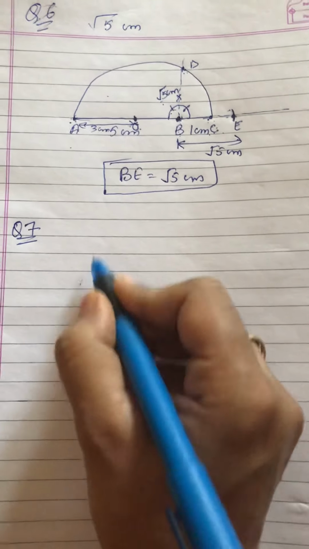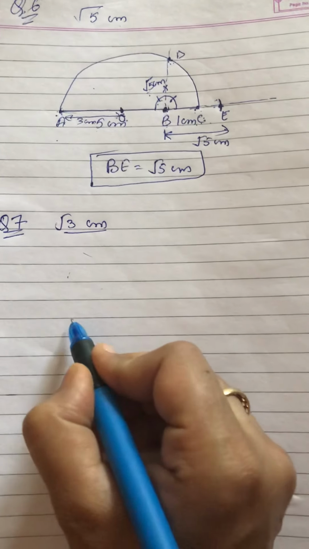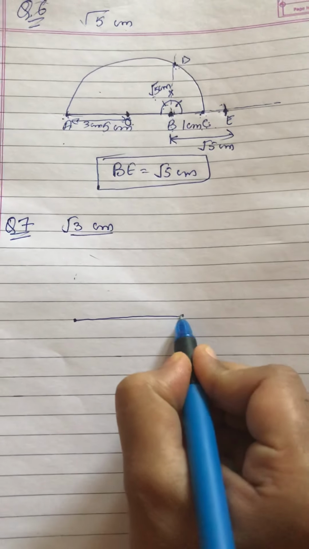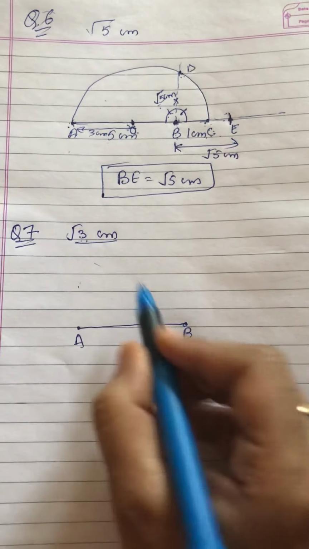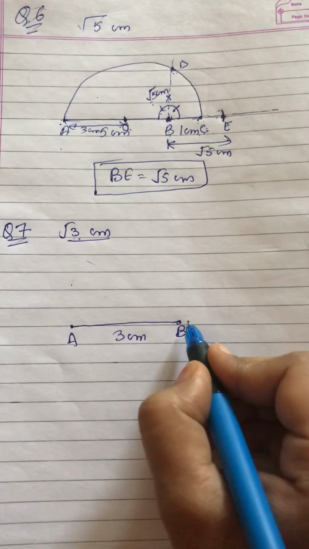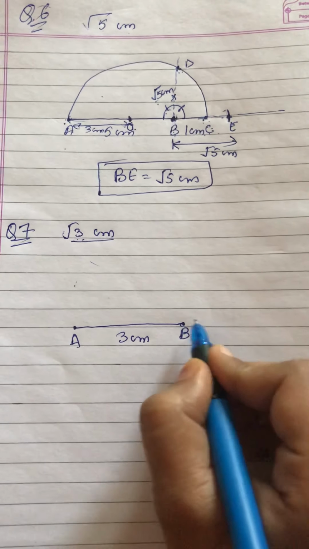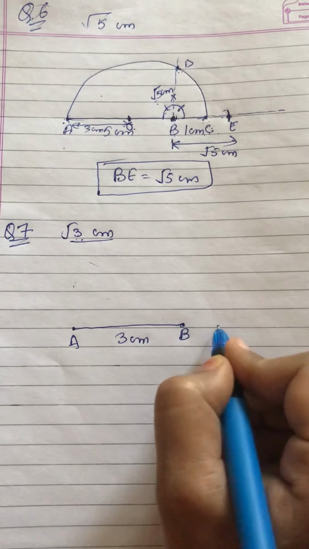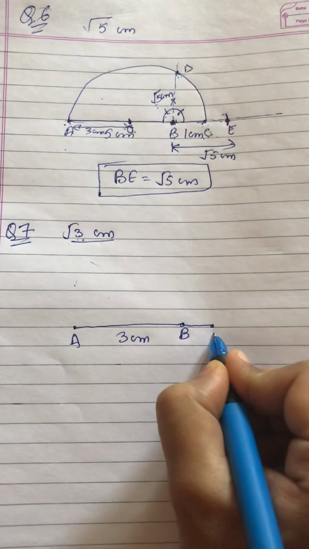This is root 3 centimeters. What are you going to do? Make a line segment equal to how much? What we have done in the previous question? Equal to the length 3 centimeters. So I make 3 centimeters. Then the next step was what? Produce this B. How much? 1 centimeter. In every question you have to produce only 1 centimeter more. So 1 centimeter. Name this point as C.